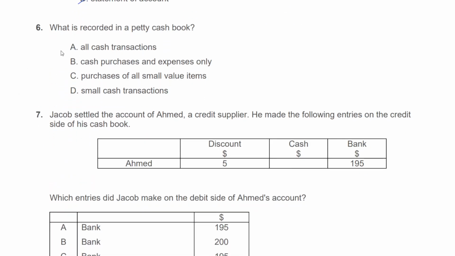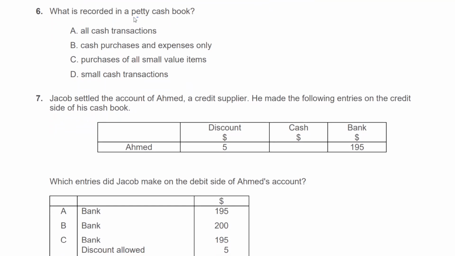These are the basics. What is recorded in petty cash book? All cash transactions? Not all cash transactions, only the smaller ones. Cash purchases and expenses only? No. Purchase of all small value items? Not necessarily. Small cash transactions, that is more specific. It can also be payment for expenses too, right? So this is very specific, and this is a bit more general, which is true.